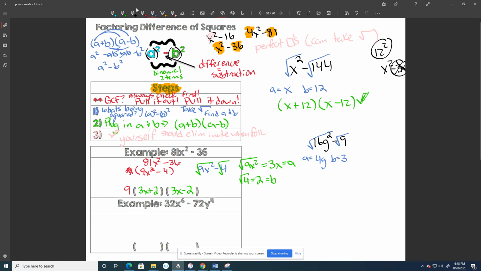Here's your B. So now when I plug those back in, I'm going to get 4g plus 3 multiplied by 4g minus 3.